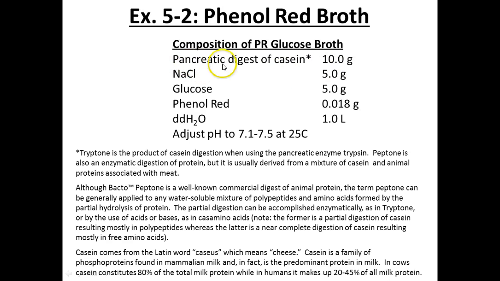So notice the components in this: pancreatic digest of casein. Casein is a protein found in milk. It actually makes milk white. This has been partially digested for the bacteria, so this is the protein source. There's salt to maintain an osmotic balance, a normal isotonic solution. Glucose, as I said, is the sugar that we have. Phenol Red is the pH indicator, and then water. So that's all that's really in this media for those organisms. Really the only things for them to eat is either the protein or the sugar.